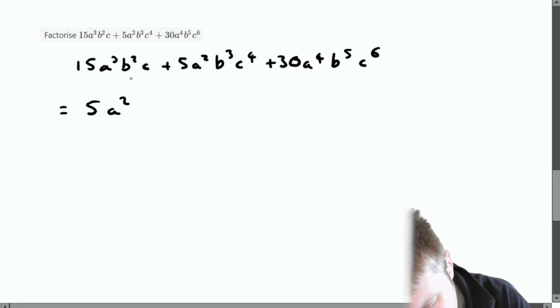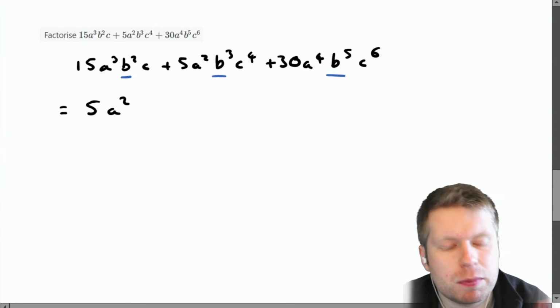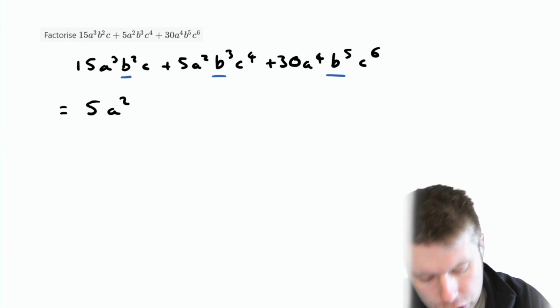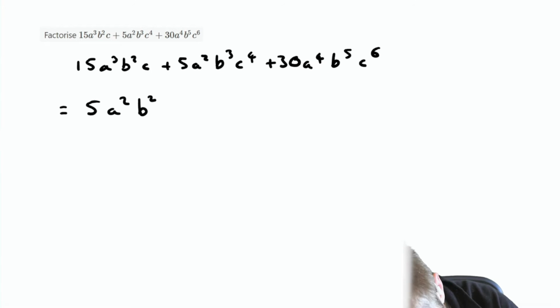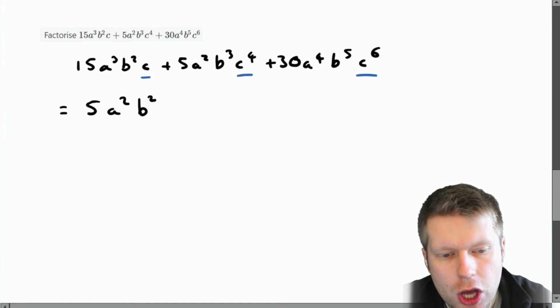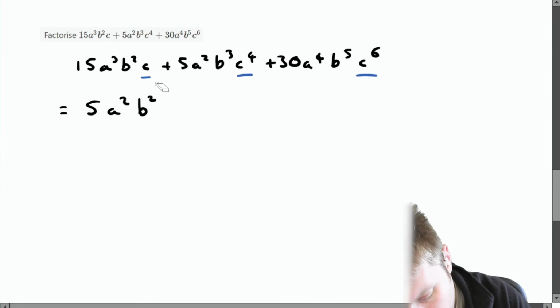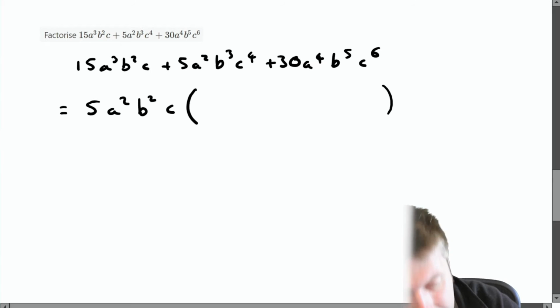Do the same for the b's then. So b squared, b cubed, and b to the power 5. In every single term, I have a b squared. I'm doing b times b in every single one of those things. So b squared would be the highest common factor of the b's. Then finally, just looking at the c's, I've got c here, c to the power 4 and c to the power 6. Well, in every single term, I've got a c, okay? So that's the highest common factor of all of the c terms at least. So I'm just going to pop a c on the outside. So that would be my highest common factor.